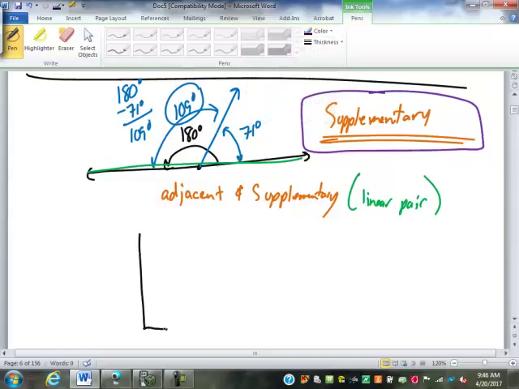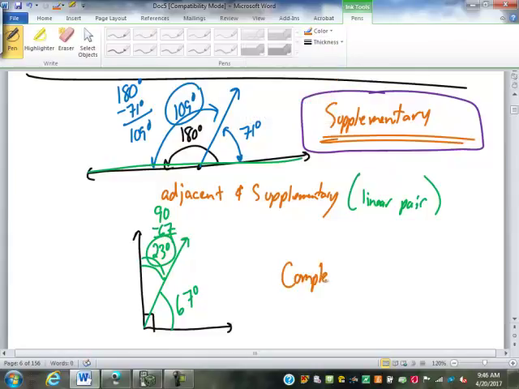Another condition we could have is, let's say we have a square corner or a right angle, and we have an angle cutting into that. Let's say this angle here is 67 degrees. What's this angle up here have to be? 90 minus 67, which will be 23 degrees. That is what's called complementary. Complementary angles add up to 90 degrees.